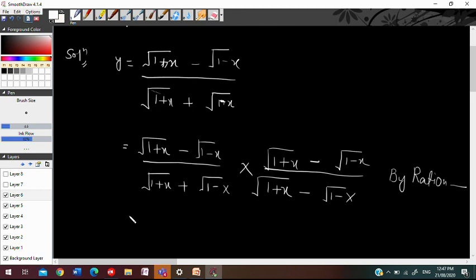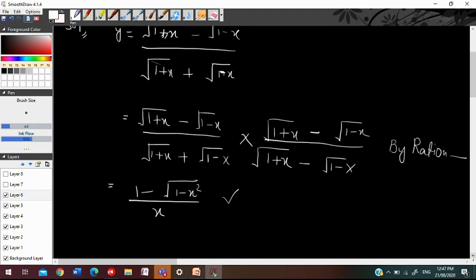Okay. So when I rationalize and simplify this whole part, I will get 1 minus under root 1 minus x square, divided by x. After simplification of this equation, I will get this equation. So it's up to you, you will solve this equation and simplify it, and finally you will get this equation. Now you can apply differentiation on this equation.